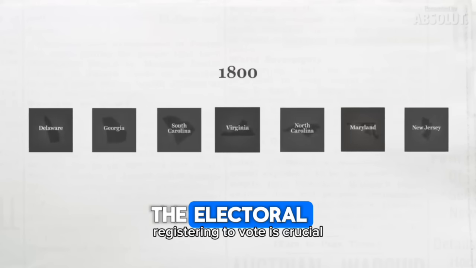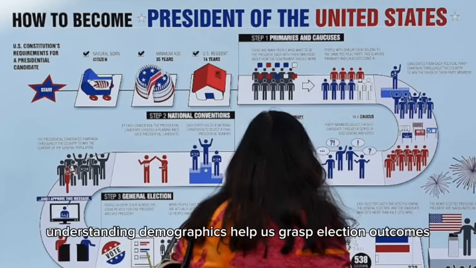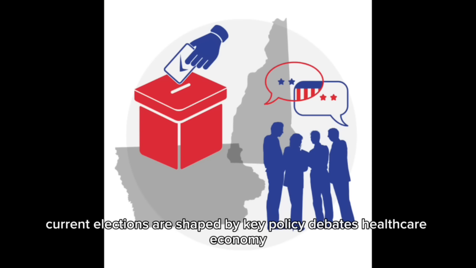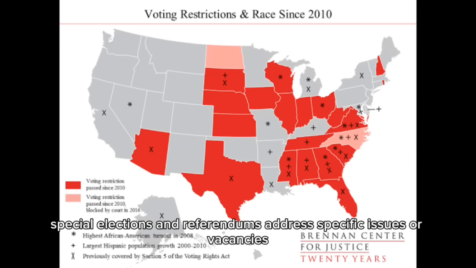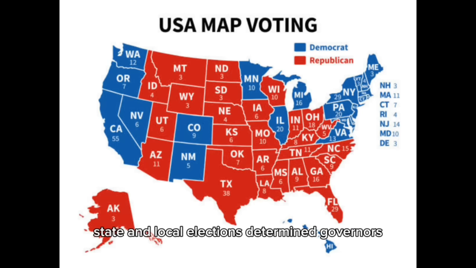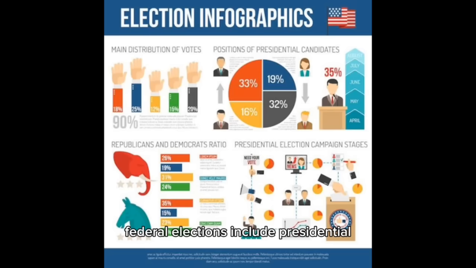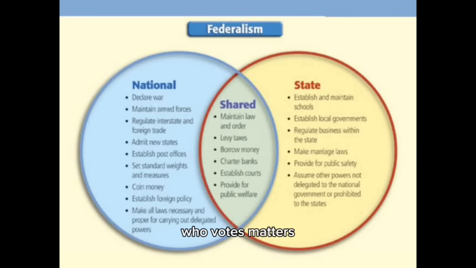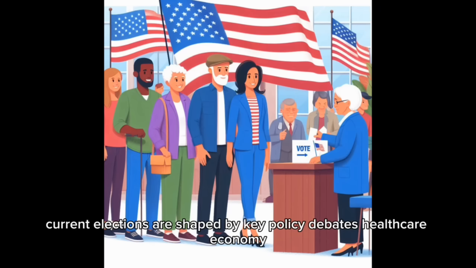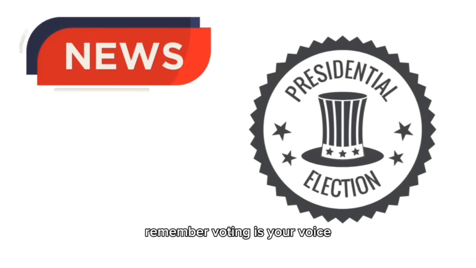Registering to vote is crucial. Make sure you are eligible and informed. Who votes matters. Understanding demographics helps us grasp election outcomes. Current elections are shaped by key policy debates: healthcare, economy, climate change. Special elections and referendums address specific issues or vacancies. State and local elections determine governors, mayors, and city councils. Federal elections include presidential, congressional, and Senate races. Remember, voting is your voice. Make it heard.